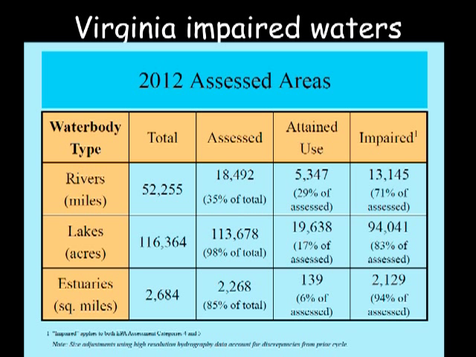Less than 35% of the rivers were assessed, and up to almost 100% of the lakes and 85% of the estuaries were assessed. And of those that were assessed, nothing less than 71% were impaired. So what are you going to do about that?